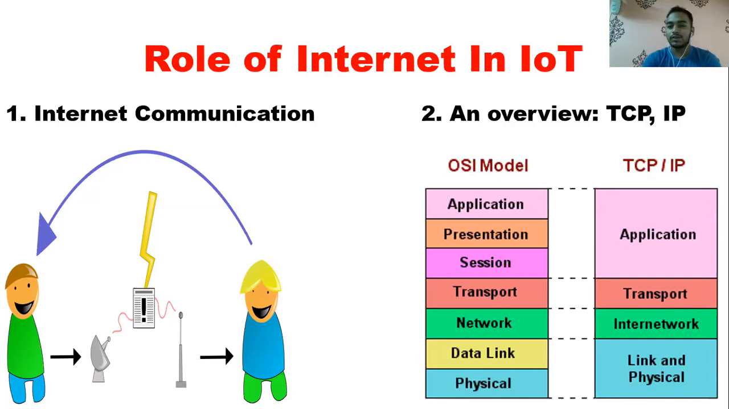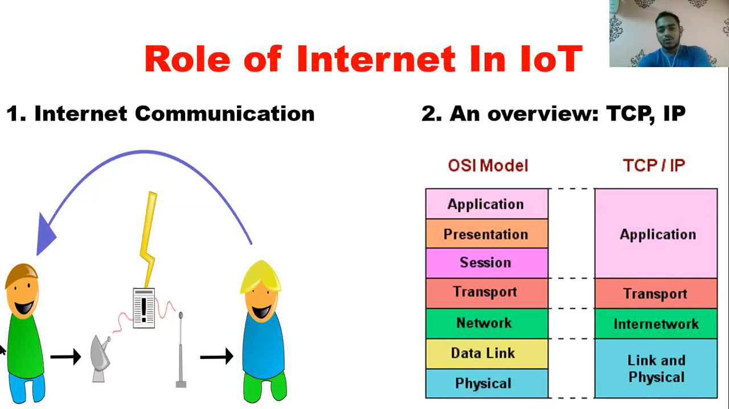Because in IoT we are connecting devices by using the internet. It means the devices communicate with each other using the internet. So for a better understanding of internet communication, we first have to understand the TCP/IP protocols, the OSI model and the TCP/IP model. I will explain them to you one by one shortly.